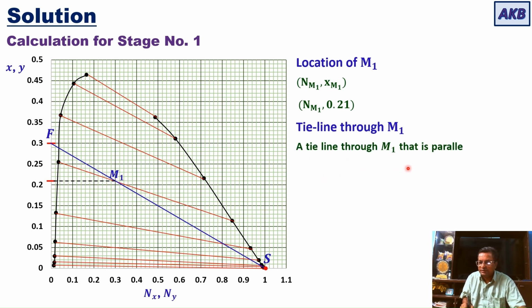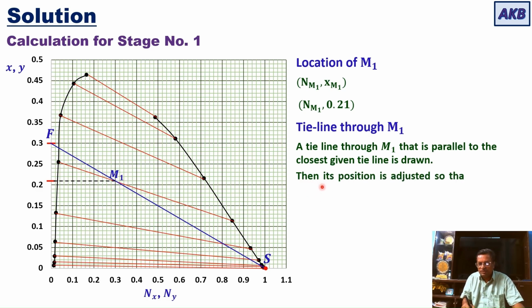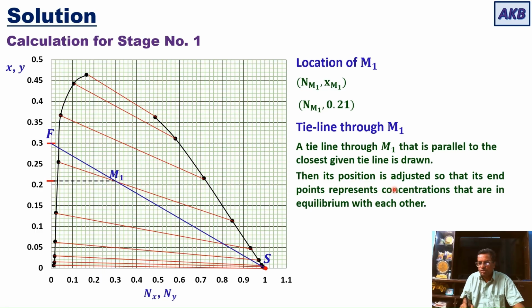A tie line through M1 is drawn like this. First, you look at a tie line through M1 that is parallel to the closest given tie line. There is no need of drawing it. For example, the closest tie line in this case is this tie line. So I will draw a tie line that passes through M1 and is parallel to the closest given tie line. Once I have that tie line, I will adjust its position so that its endpoints represent concentrations that are in equilibrium with each other.